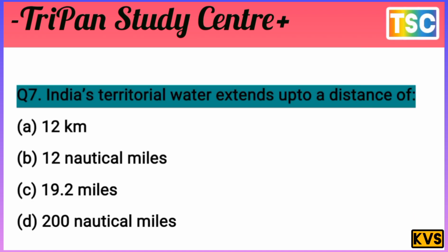The next question on your screen. India has a territorial water extent up to a distance of. You know that's an important question. India has a territorial water extent up to a distance of. The options here: 12 kilometers, 12 nautical miles, 19.2 miles, 200 nautical miles. That's the important option here.